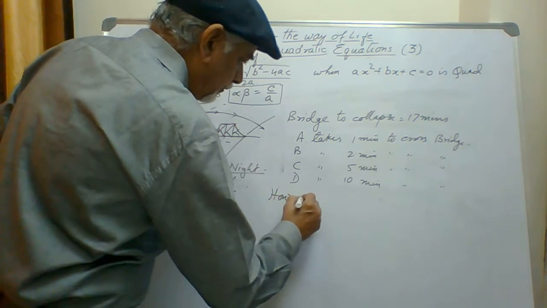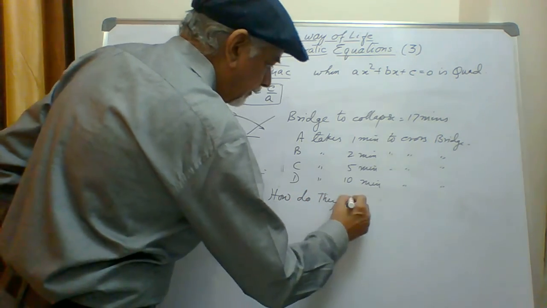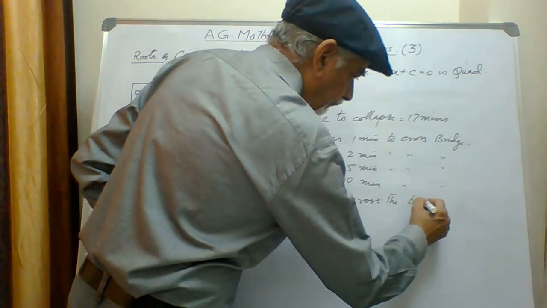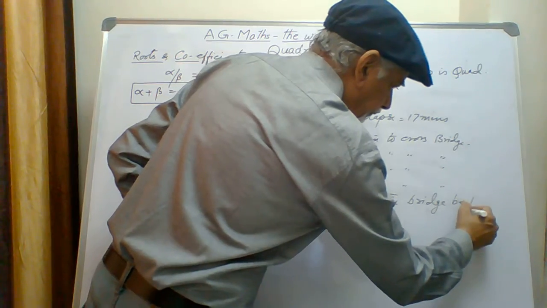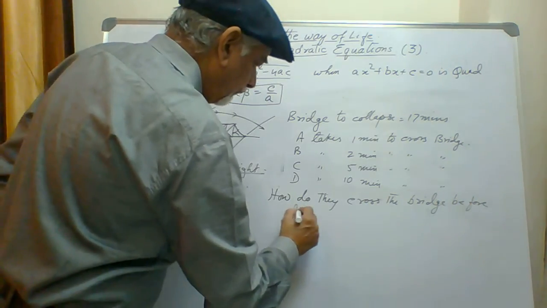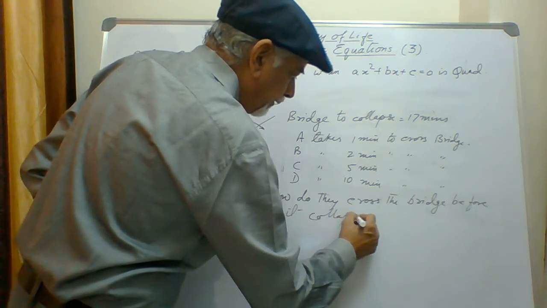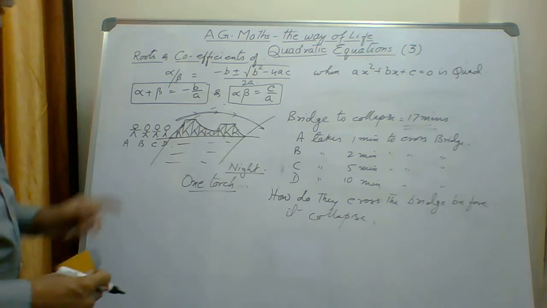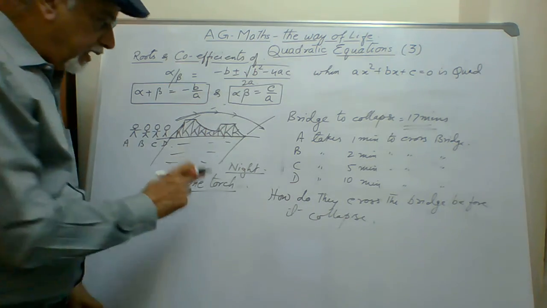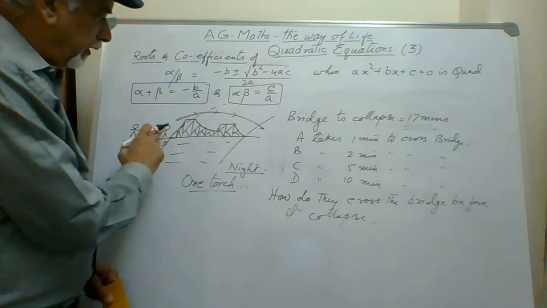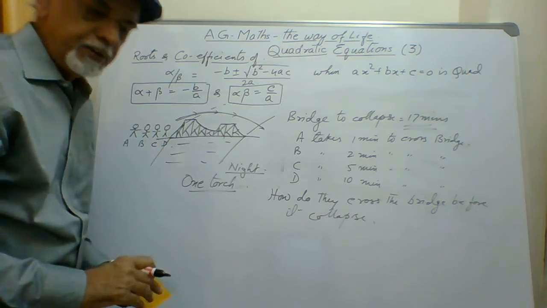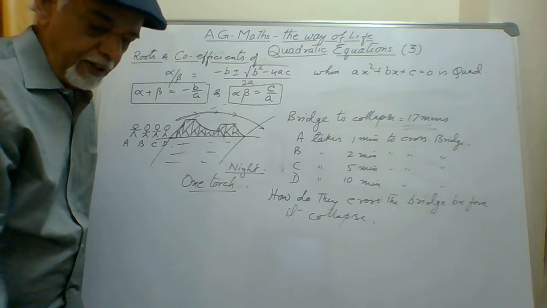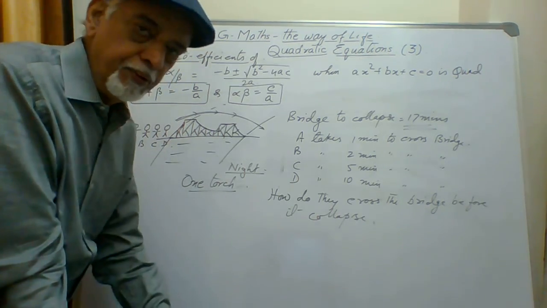That means you have a total of 17 minutes to take all 4 people A, B, C, D from one end to the other end, and you have only one torch to carry with you, and without the torch you cannot cross the bridge because it's night time. I hope you have understood the problem. Try to solve this and I'll come back with the solution in my next video.